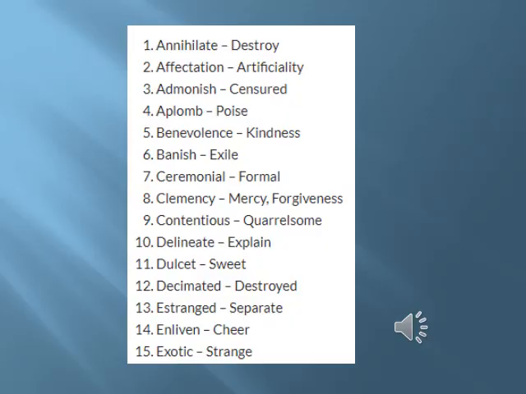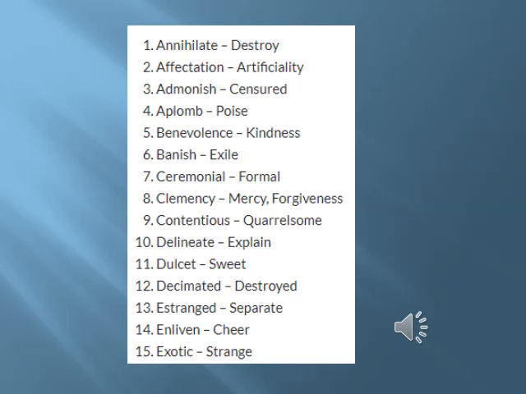Now let us study the list of synonyms which are very important from the examination point of view, especially competitive examinations. Annihilate, destroy. Affectation, artificiality. Admonish, censure. Admonish means scold, rebuke, warn. Aplomb, poise, balanced, composure of mind.